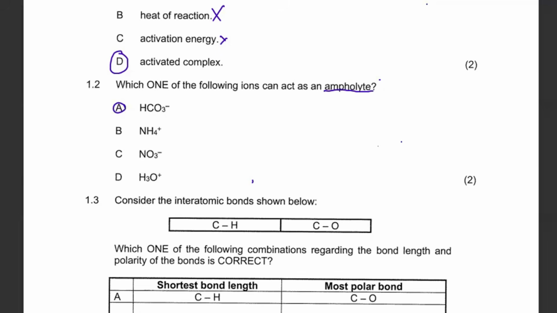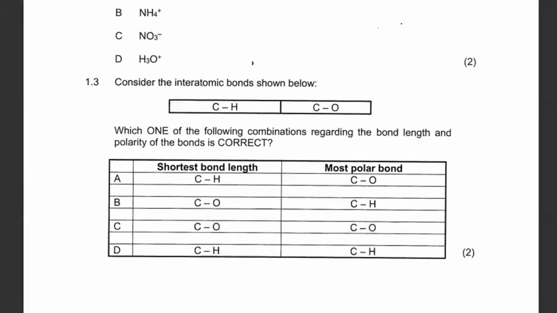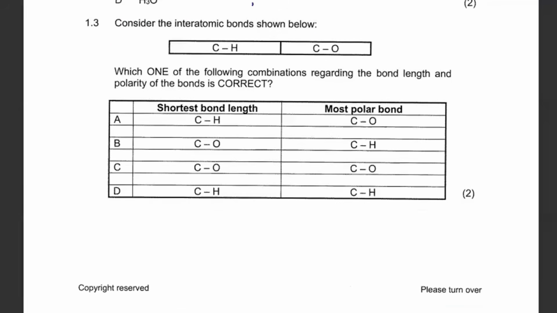HCO3 negative, right? Then 1.3 says, consider the interatomic bonds shown below. We've got a carbon-hydrogen bond and a carbon-oxygen bond. It says, which one of the following combinations regarding the bond length and the polarity of the bonds is correct? So number one, we're focusing on the bond length, and then the polarity of the bonds.